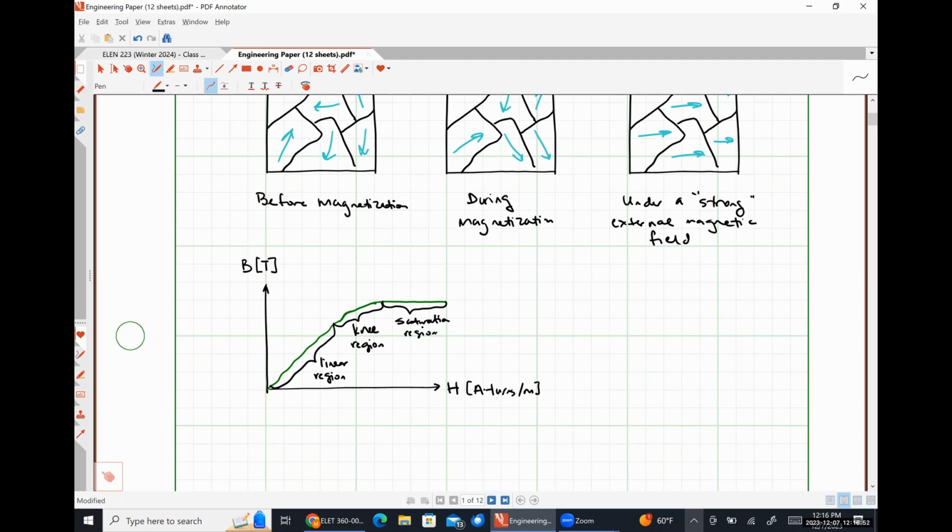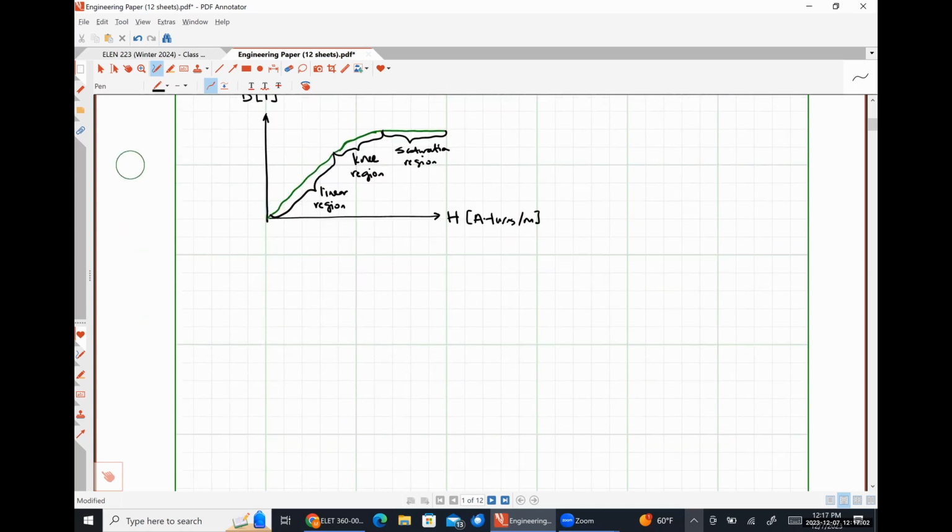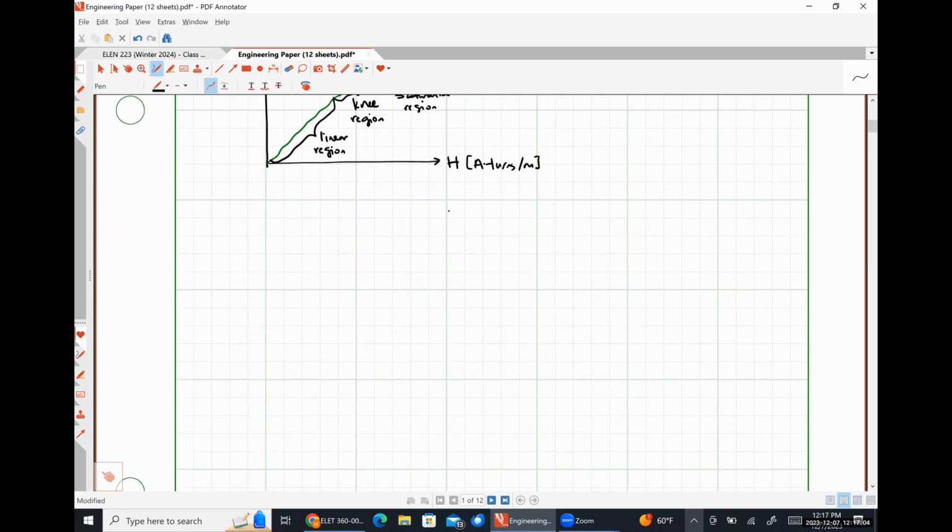If an AC current is used to create a time-varying external field, we're going to see something very interesting happen, okay? This is what's called a hysteresis curve. So this is going to be just a BH curve like we have above, except that we're going to allow the H field to come back down and turn negative, like our current changes direction. Okay.